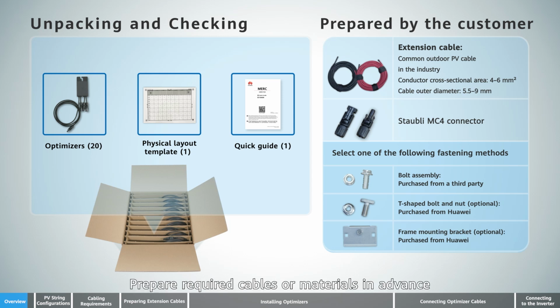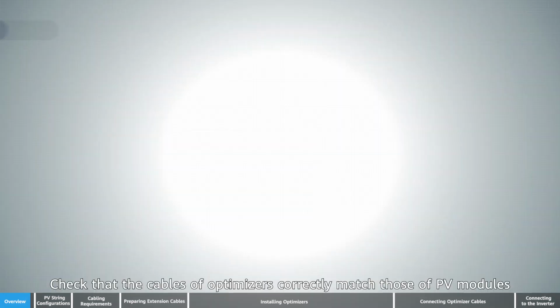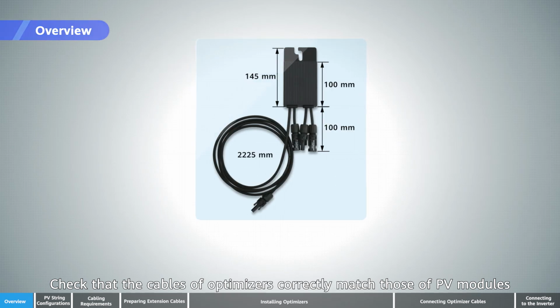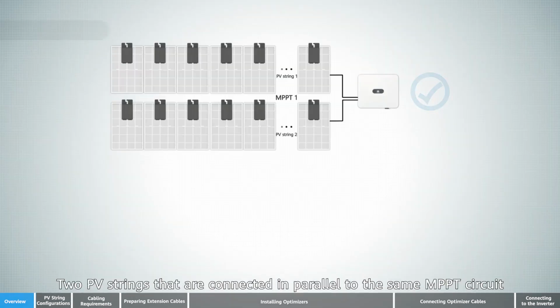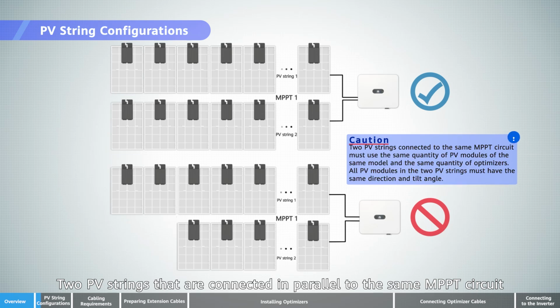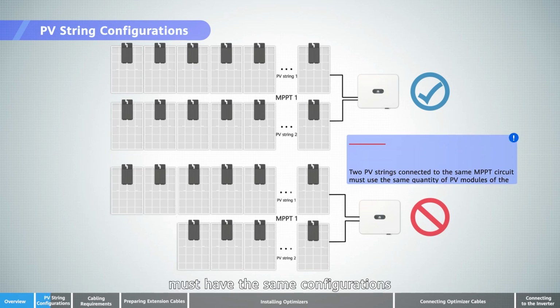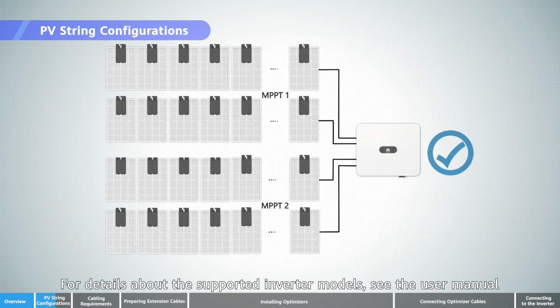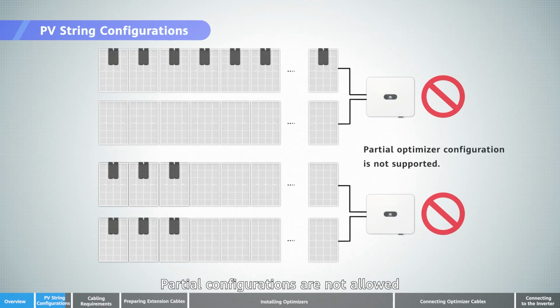Prepare required cables or materials in advance. Check that the cables of optimizers correctly match those of PV modules. 2 PV strings that are connected in parallel to the same MPPT circuit must have the same configurations. For details about the supported inverter models, see the user manual. Partial configurations are not allowed.